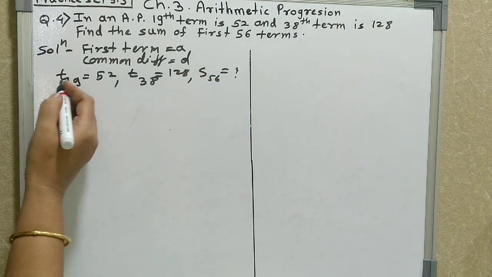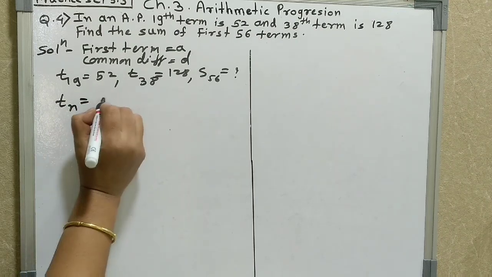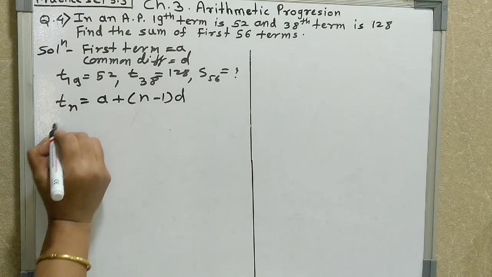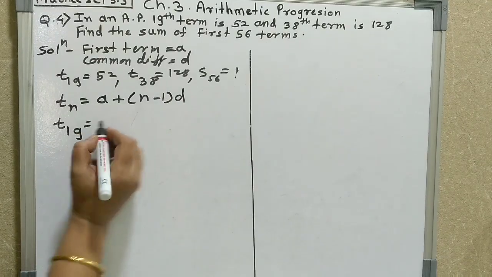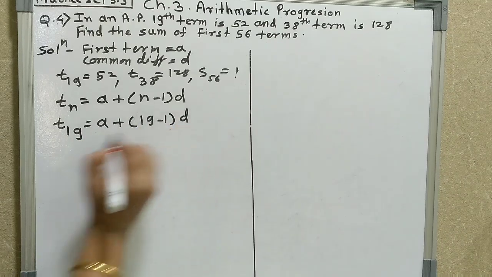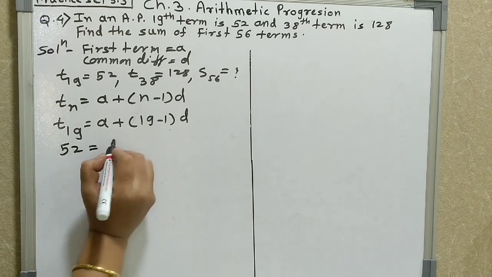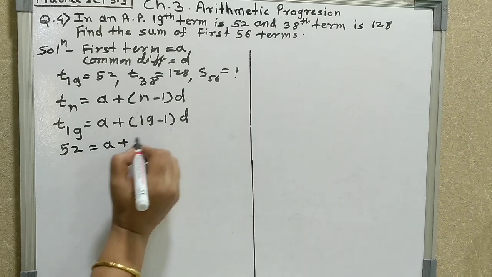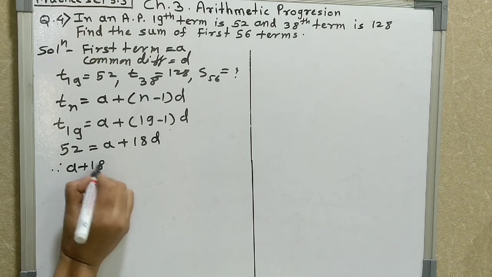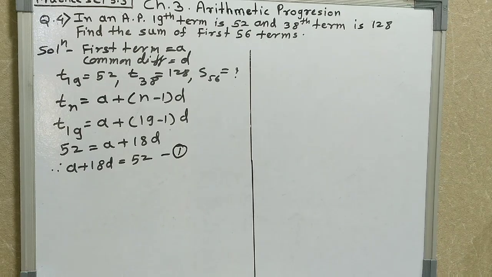First we put T19 in the nth term formula. Tn is equal to A plus n minus 1 into D. So T19 is equal to A plus 19 minus 1 into D. The value of T19 is 52, so 52 is equal to A plus 18D. So we get A plus 18D is equal to 52. This is our first equation.